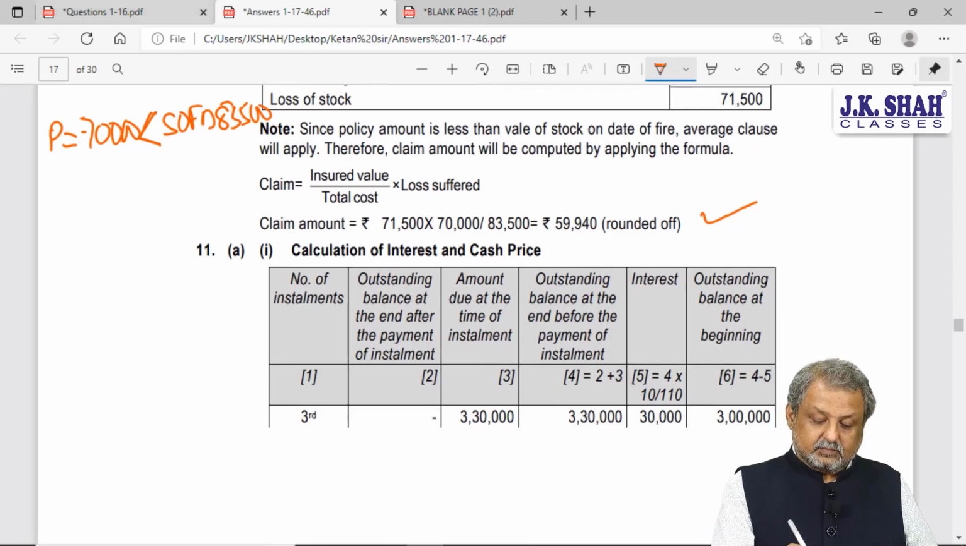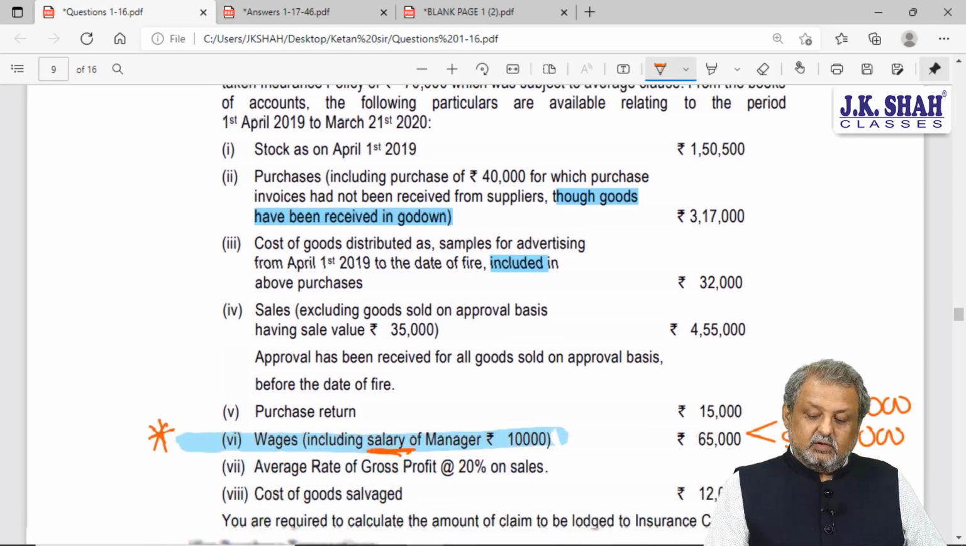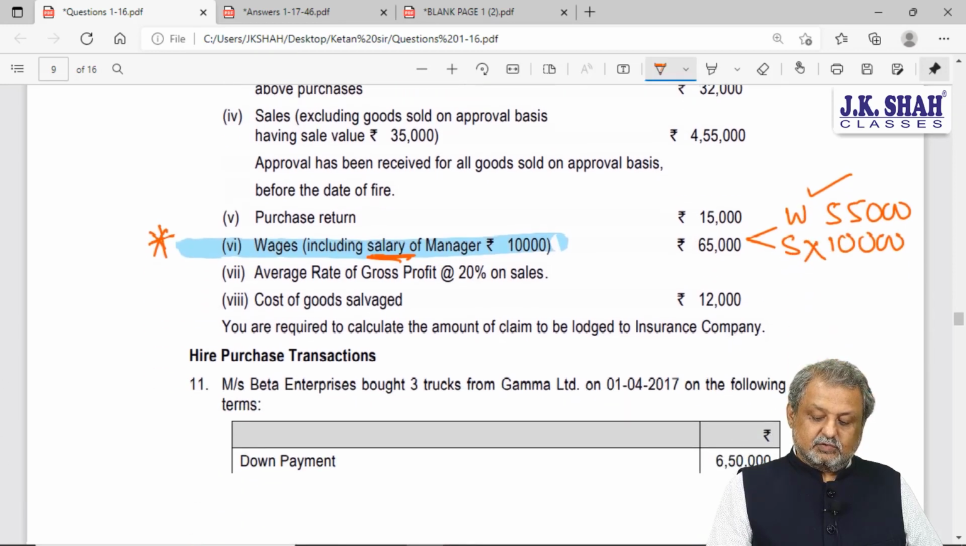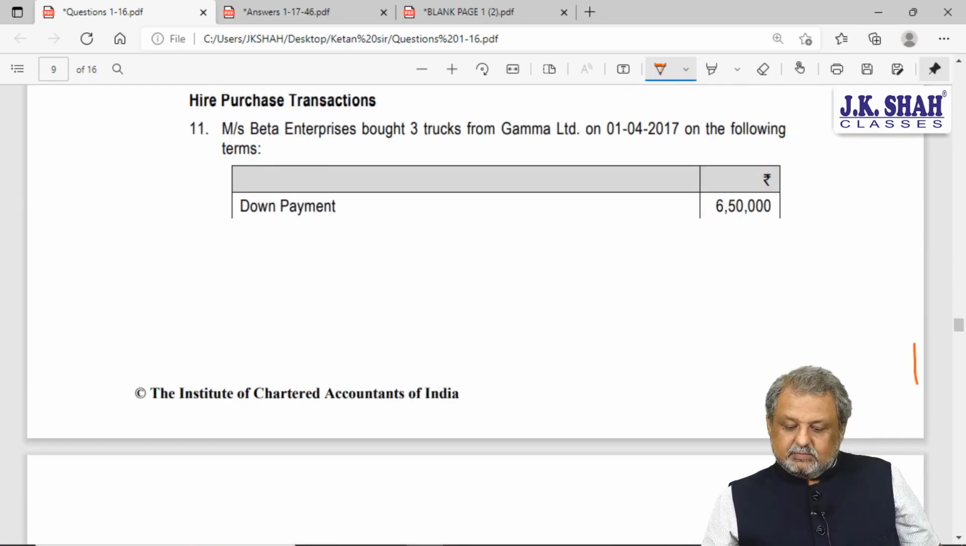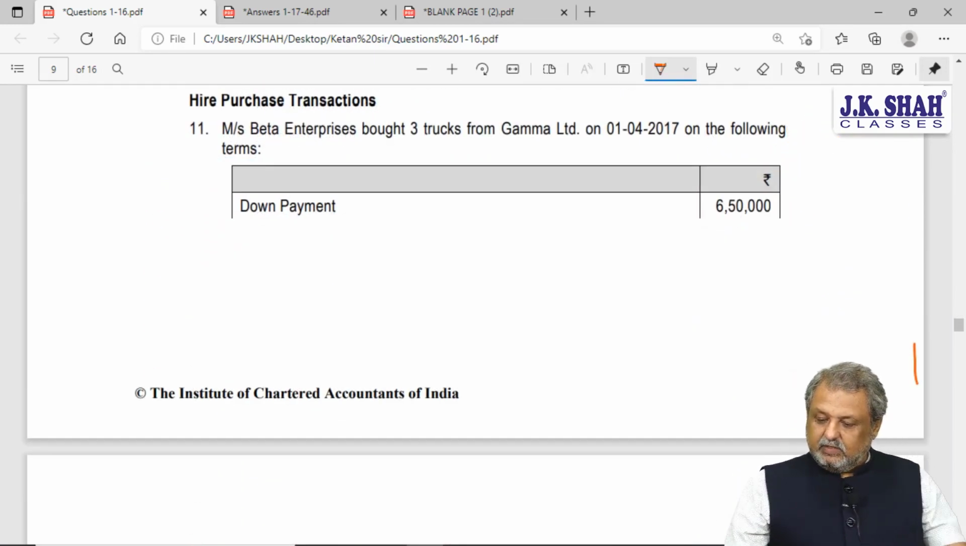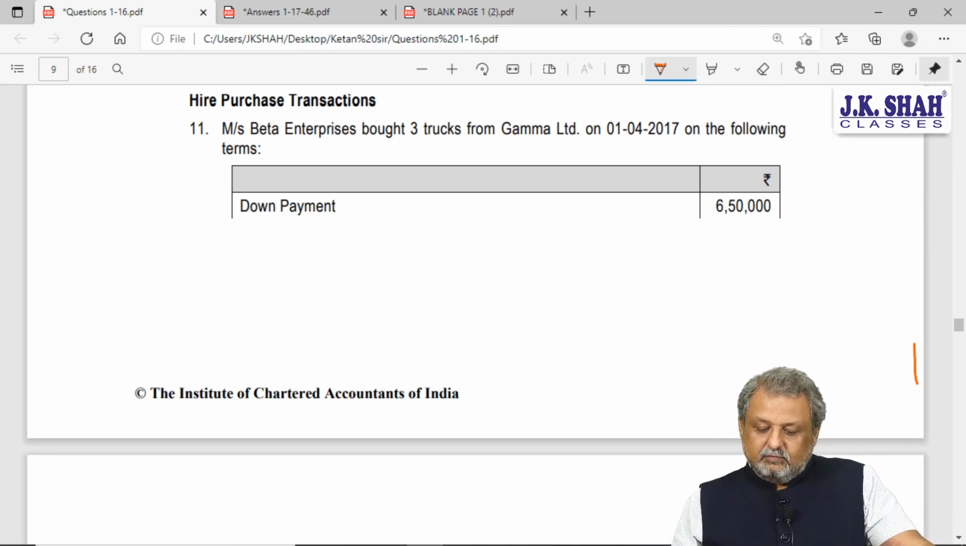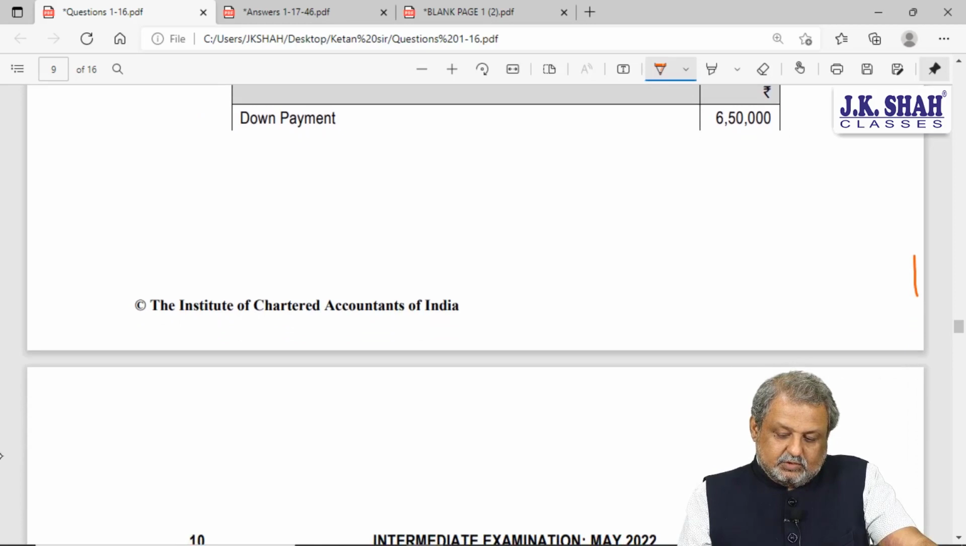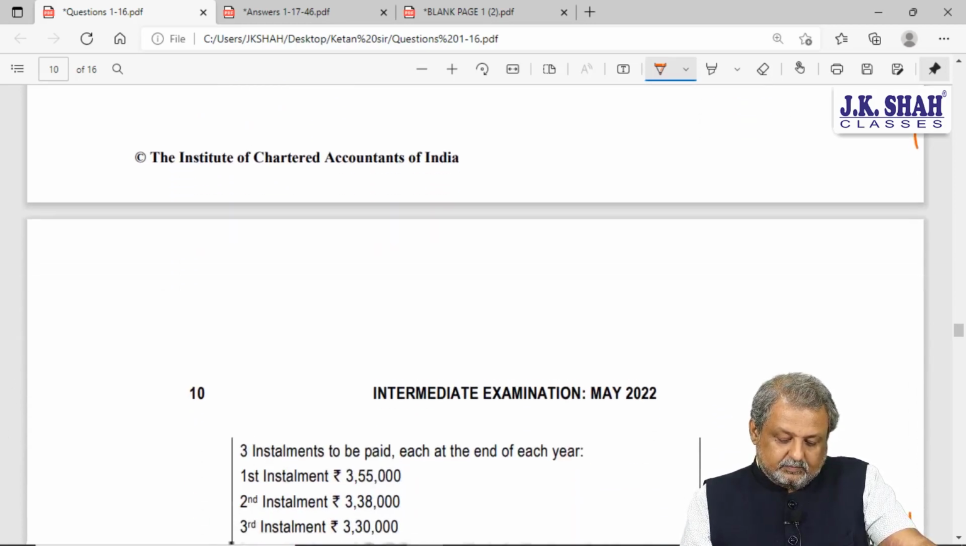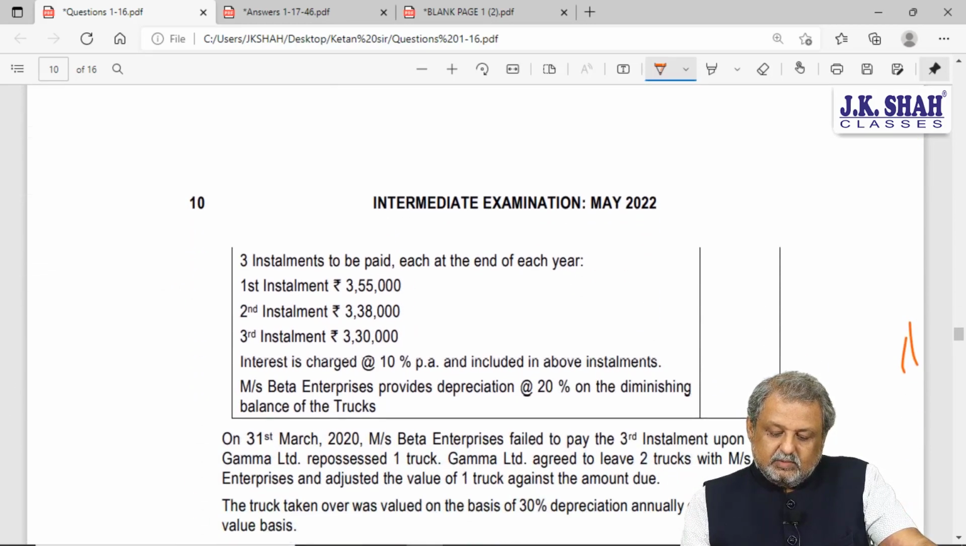Okay, so this is a fire insurance claim, loss of stock. Messrs. Beta Enterprise bought 3 trucks from Gamma Limited on 1st April 17 on the following terms. Down payment is given. 3 installments to be paid at the end of each year, first, second, third, different amounts. Interest is charged at 10% and included in the above installments.